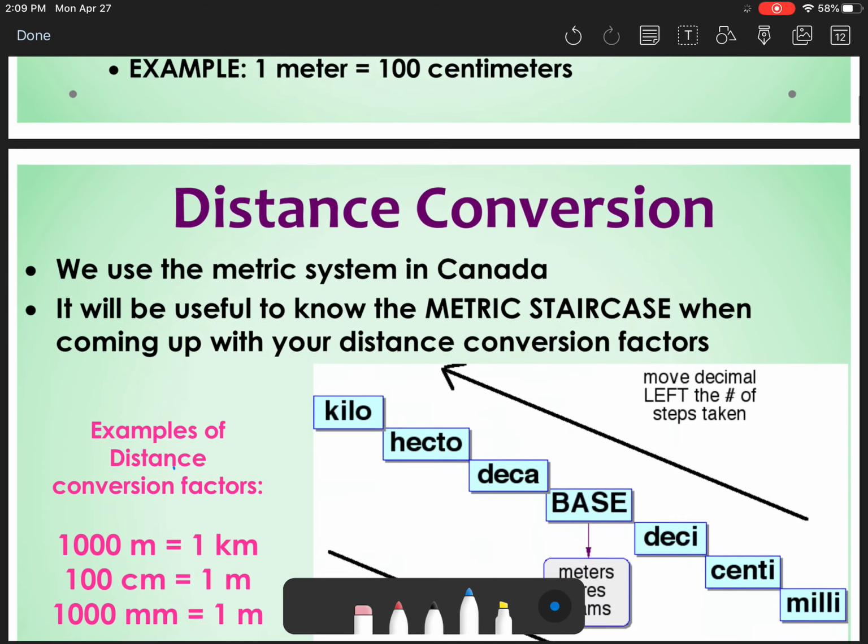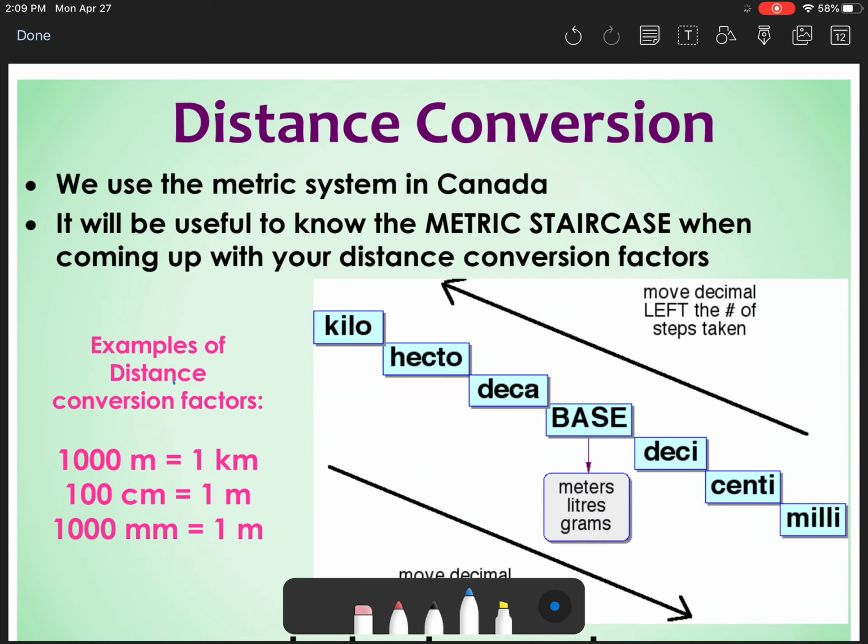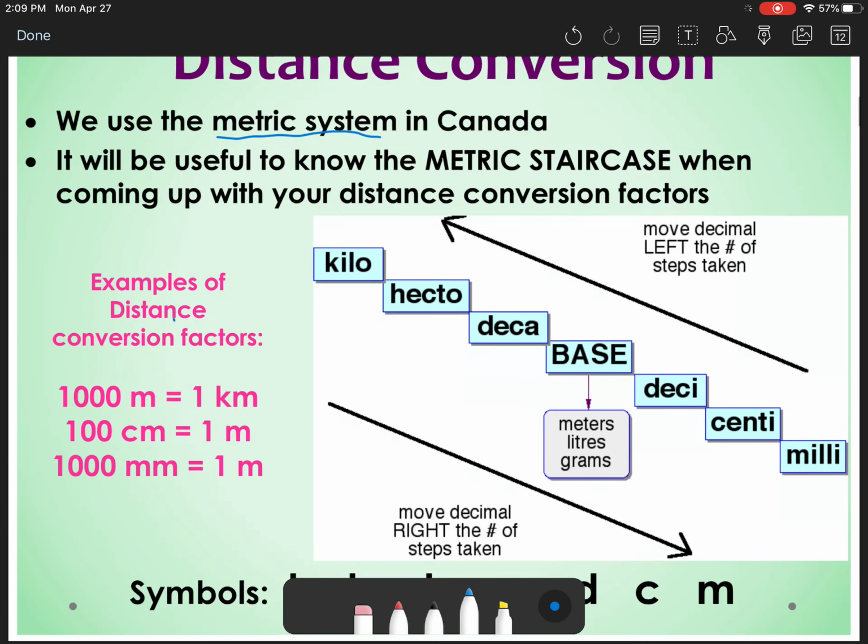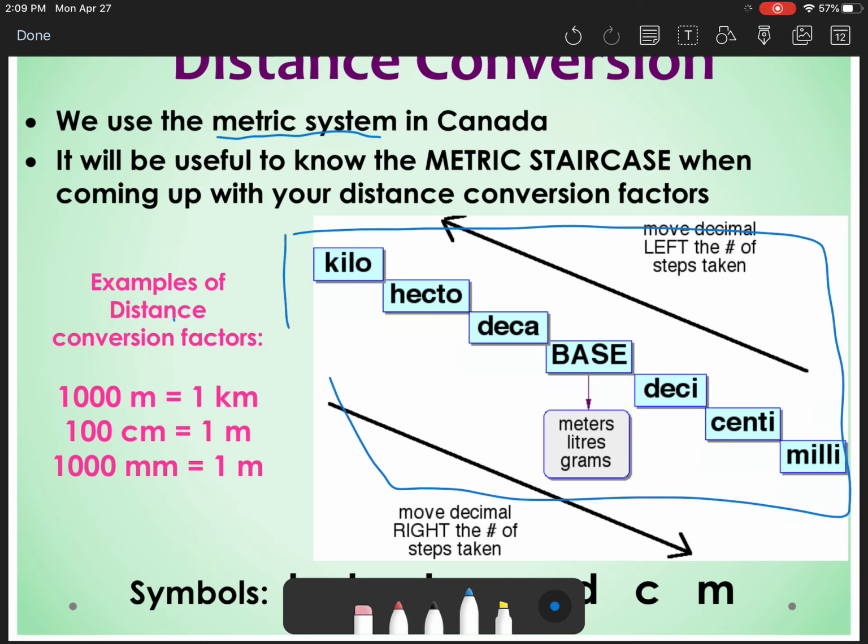Okay. First, we need to start with distance. We need to be familiar with the metric system. When we're talking about distance in Canada, we use the metric system, which means we use meters, kilometers, centimeters, etc. We have to know what's known as the metric staircase, which is this here. This shows our metric units and how they relate to one another.